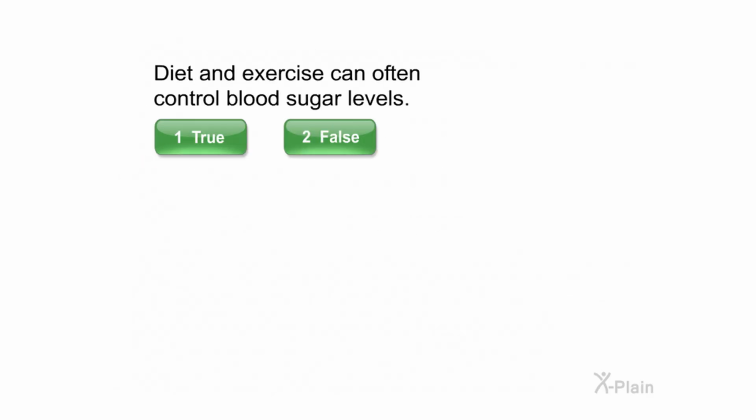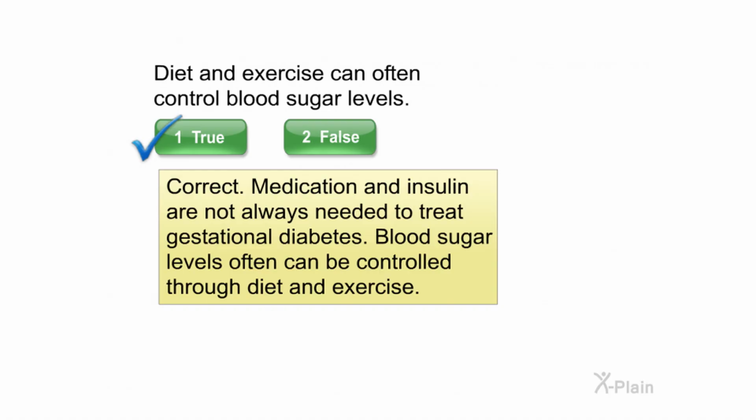Diet and exercise can often control blood sugar levels. Select true or false. Correct. Medication and insulin are not always needed to treat gestational diabetes. Blood sugar levels often can be controlled through diet and exercise.